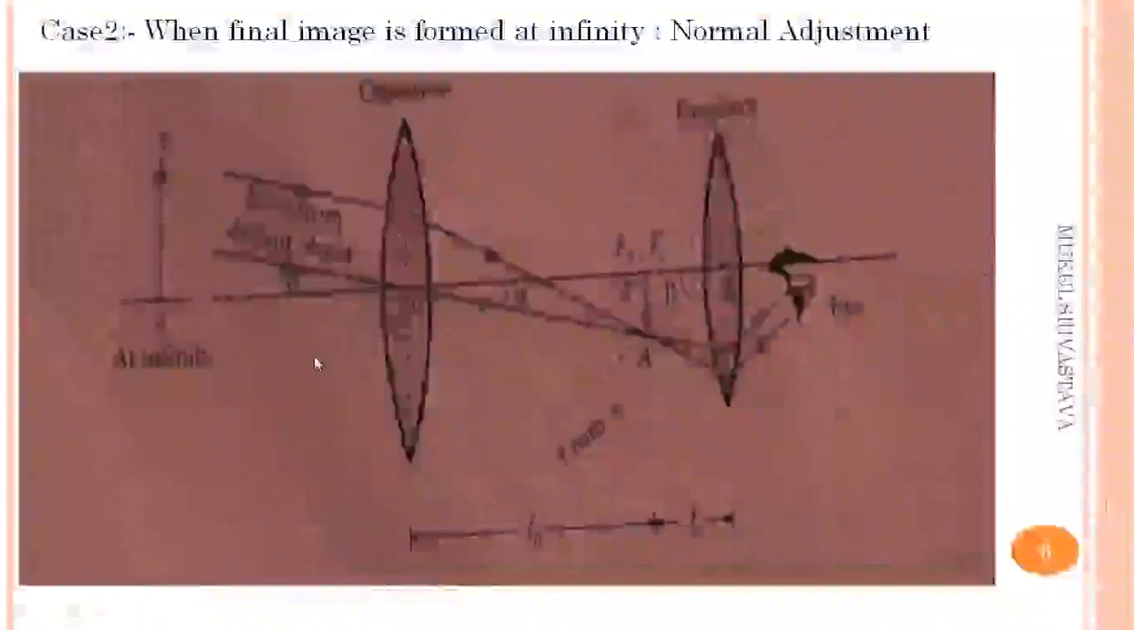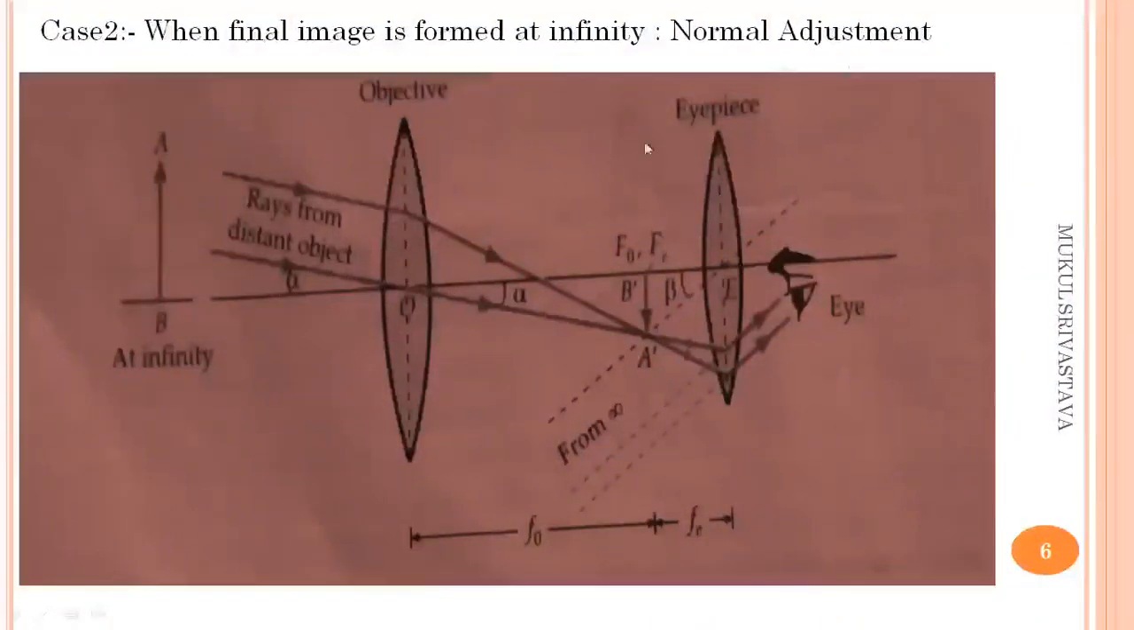Now in this case, we are going to find out the final image formed at infinity. This is the case of normal adjustment. In this case, the image of an object which is at infinity is formed at Fe. So this image acts as an object for this eyepiece. Since this image lies on the focus of the eyepiece, the final image is formed at infinity. So we take B dash E equals Fe, F suffix E here, and again the image also lies on F naught. That is, the image is formed at F naught and Fe.